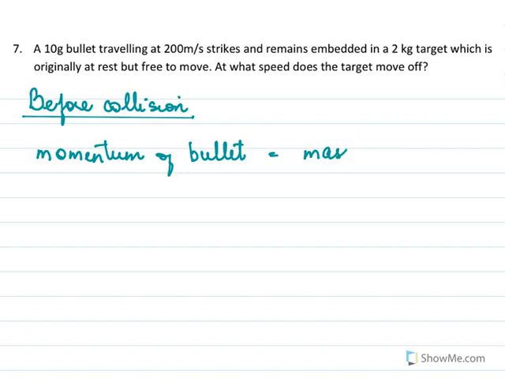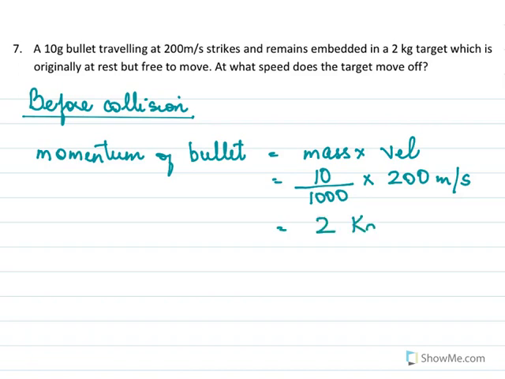It will be mass into velocity. So mass we know is 10 grams, which has to be converted into kg, so 10 over 1000, and the velocity is 200 meter per second. So we cancel this out, we get 2 kg meter per second. This is the momentum of the bullet. Now the second, this was 1, we have another body, that is the target. So we need to calculate now momentum of the target.